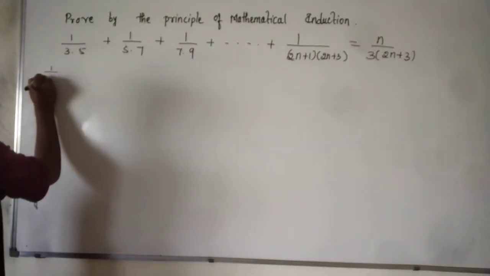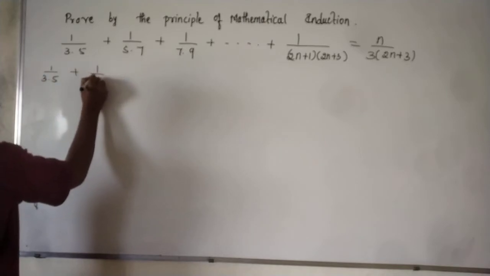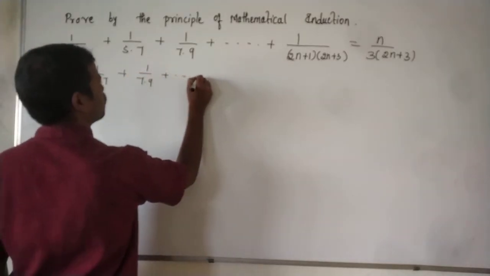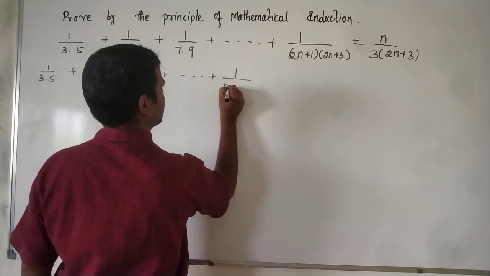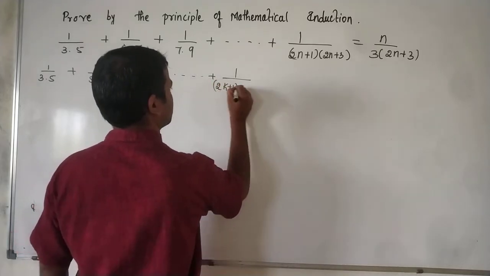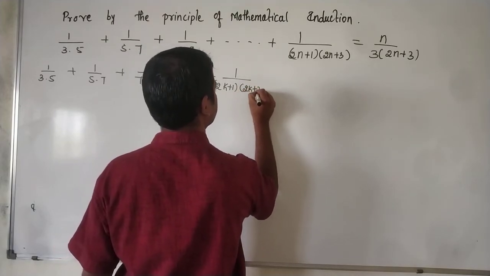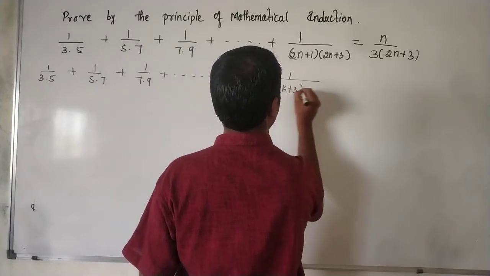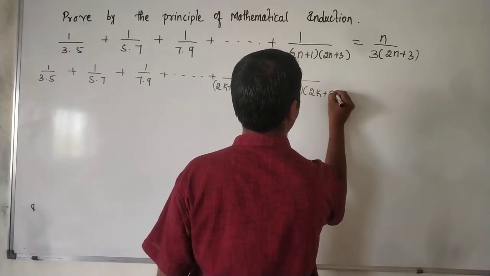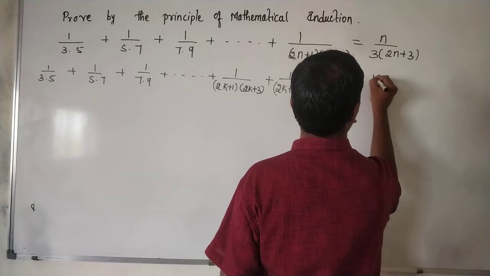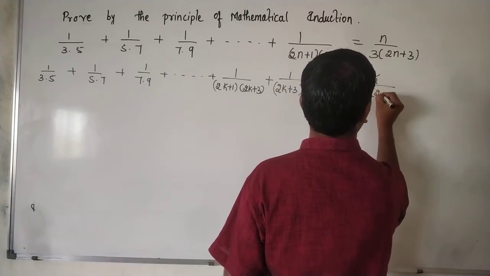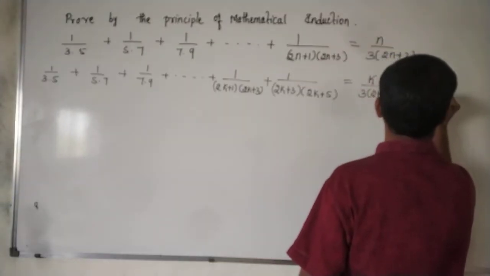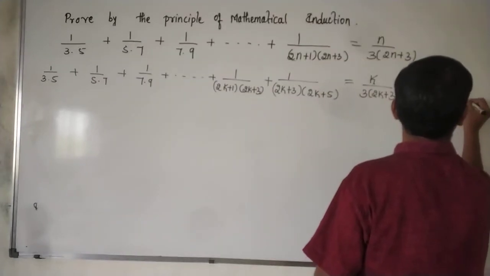1 by 3 into 5 plus 1 by 5 into 7 plus 1 by 7 into 9 plus so on plus 1 by 2k plus 1 into 2k plus 3 plus 1 by 2k plus 3 into 2k plus 5 is equal to k divided by 3 times of 2k plus 3 plus 1 divided by 2k plus 3 into 2k plus 5.